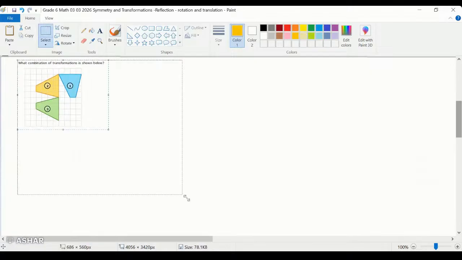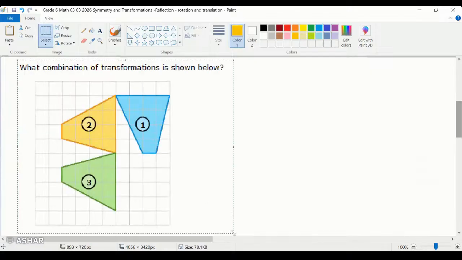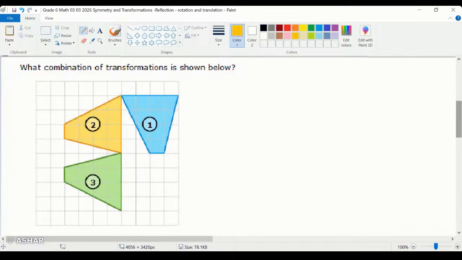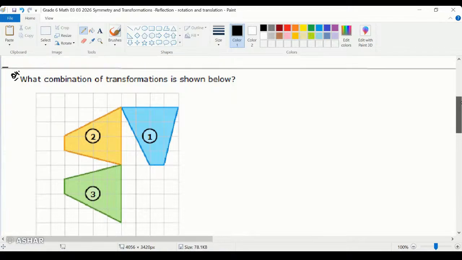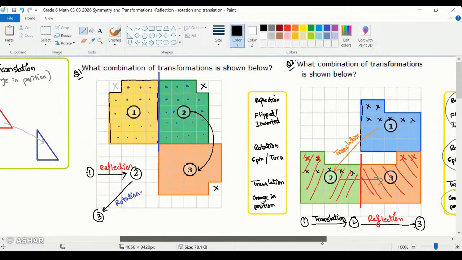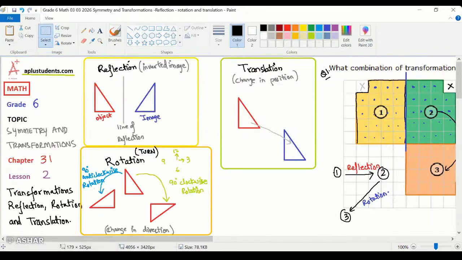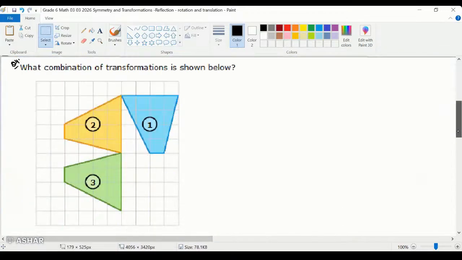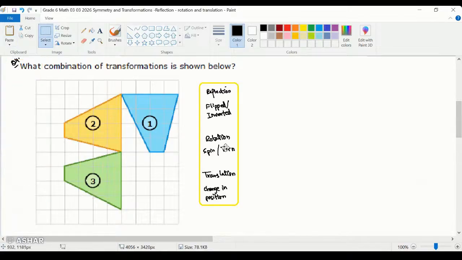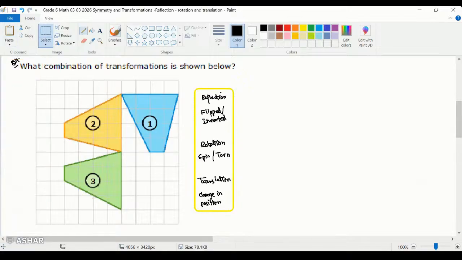They're saying this is the question that's given to us. This is our question number 4. And I'll just recopy the statement which we did over here. In a reflection, the image would be flipped. Rotation is spin and turn. And in translation, it's just a change in position, right?